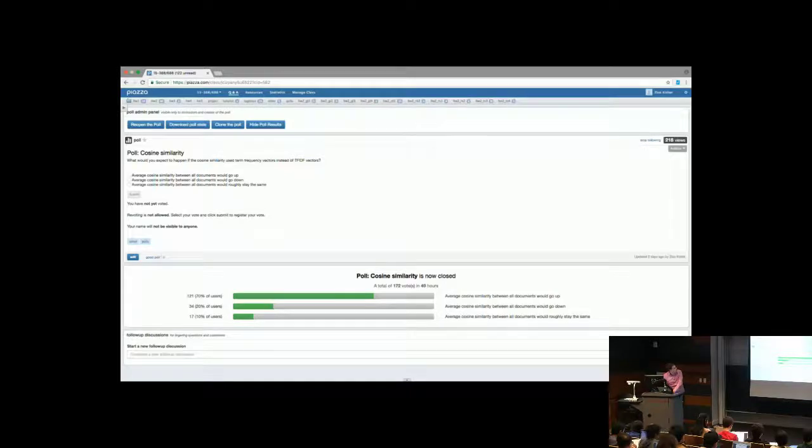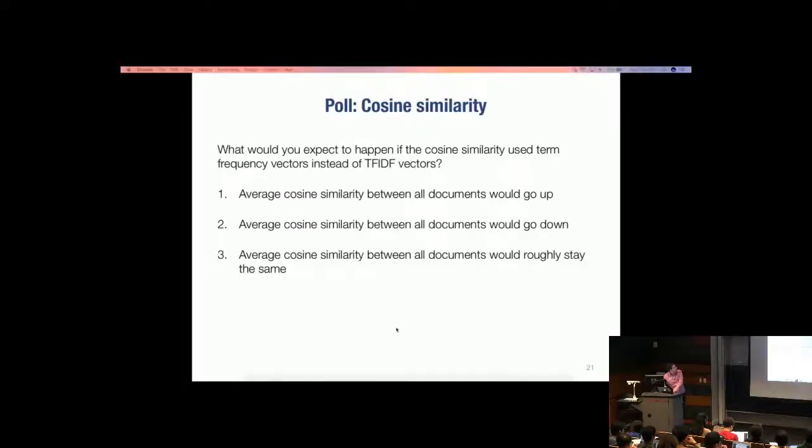Okay, so let's keep going. Where's my cursor? I feel like it's there somewhere. It's just not. All right, we'll do that.